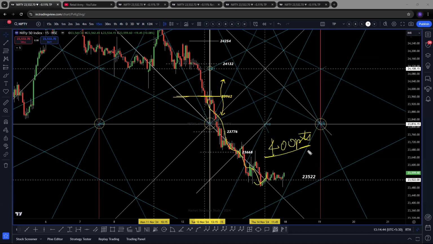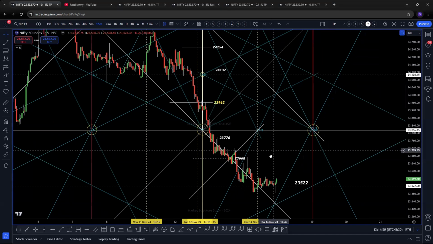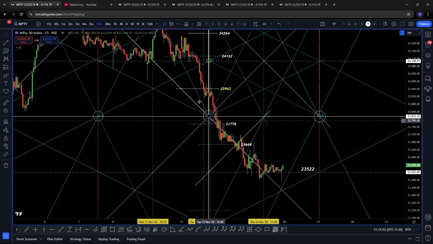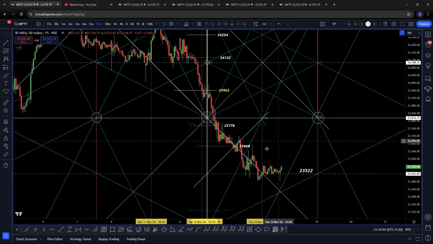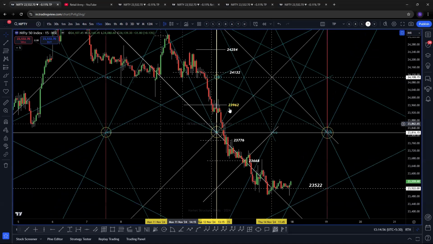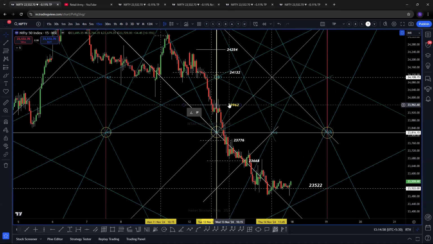So swing traders can note these levels, your Gann levels. Again, intraday traders, I'll also update your intraday levels, but swing traders, those who follow the weekly setups, can take note of this.